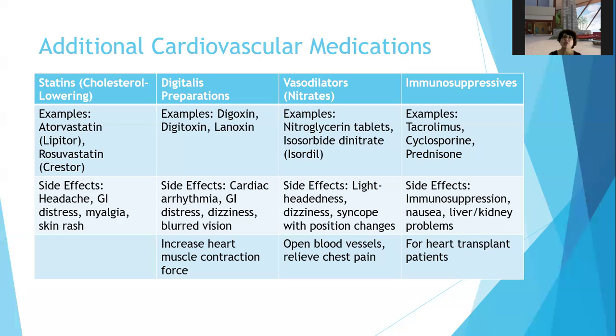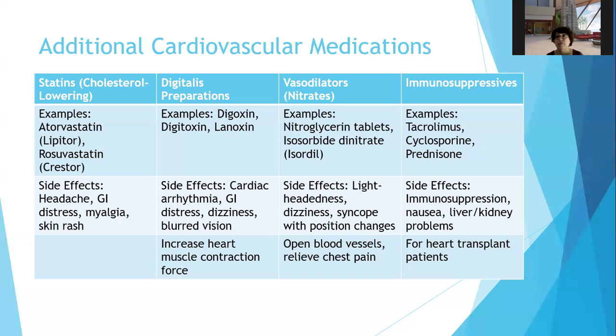Vasodilators are usually nitrates, so nitroglycerin tablets. They're usually used in an emergency fashion to open blood vessels and relieve chest pain when someone has angina pectoris. Side effects could be lightheadedness, dizziness, syncope with position changes. Usually people are not taking nitroglycerin regularly. They're only taking it when they have the chest pain, and they usually carry it with them.